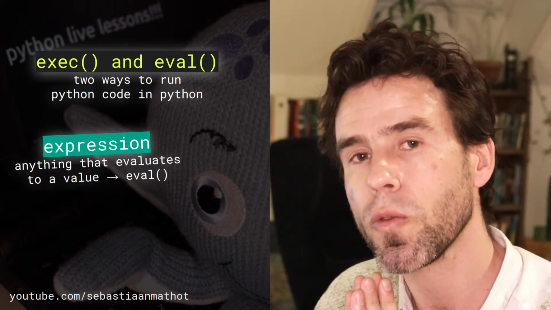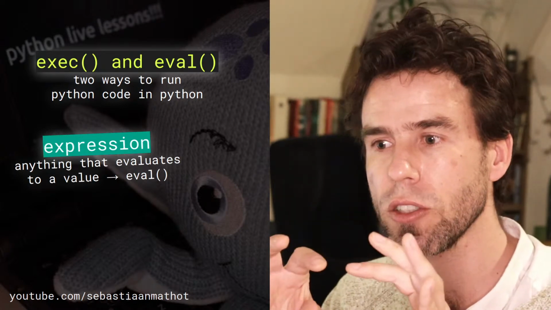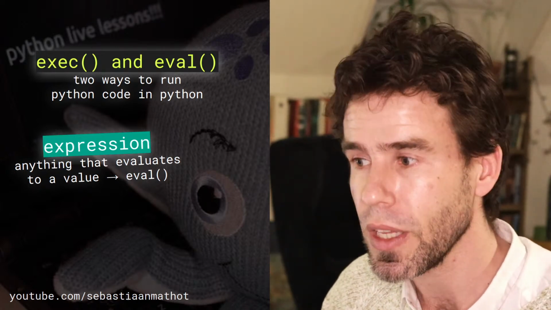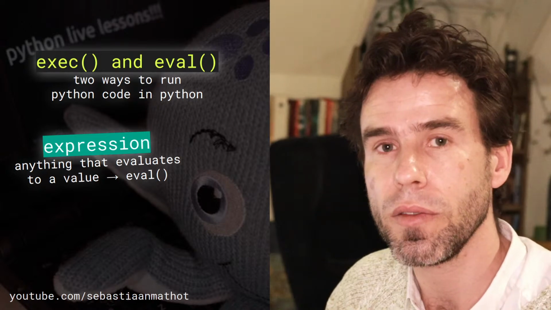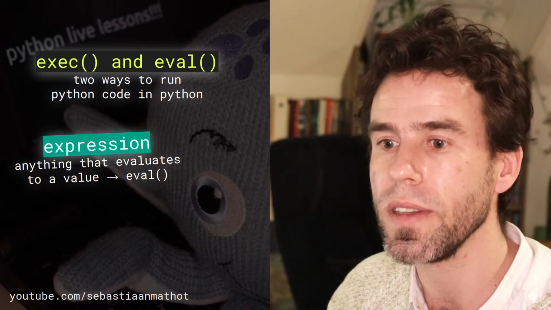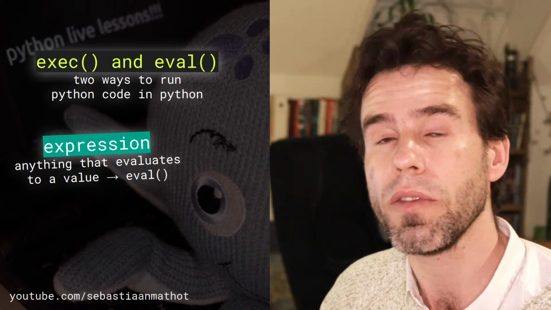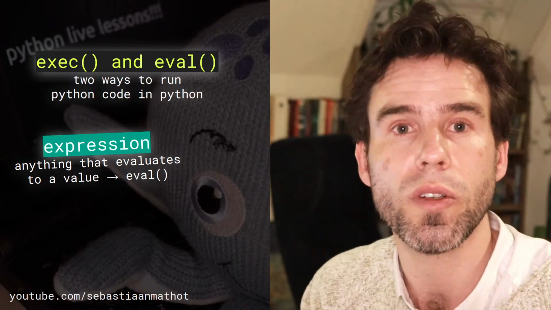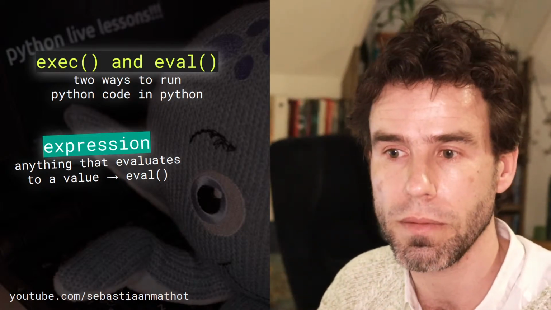Exec and eval relate to two different kinds of Python code. There are so-called Python expressions, and an expression is anything that evaluates to a value in Python. And that's what you execute with eval. For example, a very simple expression is 10 plus 10, right? That evaluates to the value 20. And as such, it is an expression and you can execute it with eval.